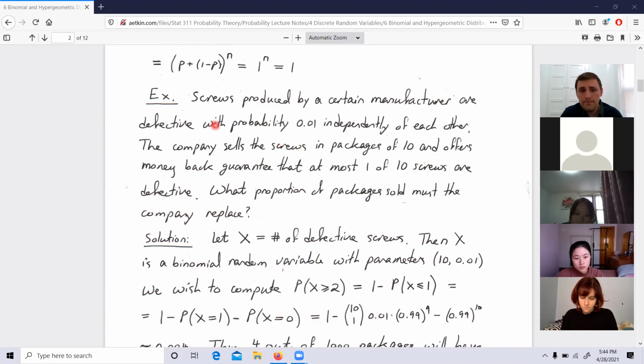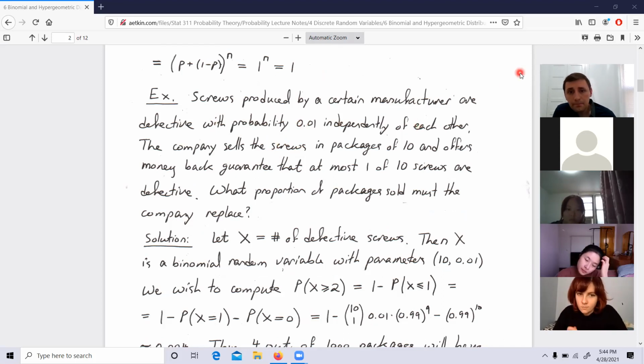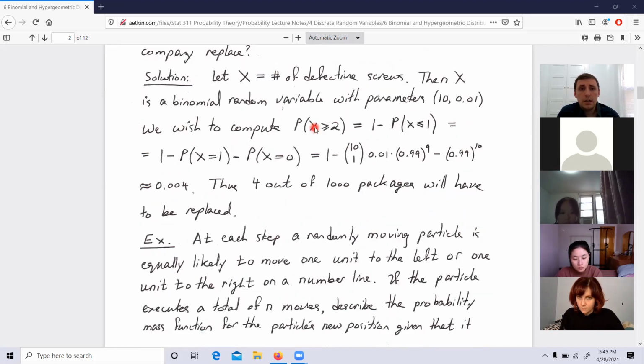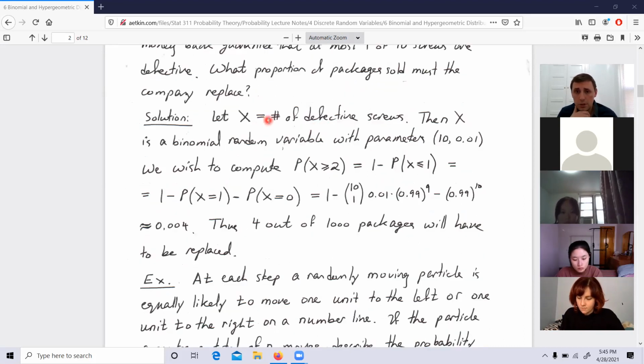Two problems we solved. I think problem 1 is where we consider the situation where we manufacture nails or screws, and the screws come in packages of 10, and the manufacturer replaces the package if more than one of the screws is not functional. In this case, the probability of an individual screw not being functional is 1 out of 100. And so here we see the probability of having either 2 or 3 or 4 or all the way to 10 defective screws.